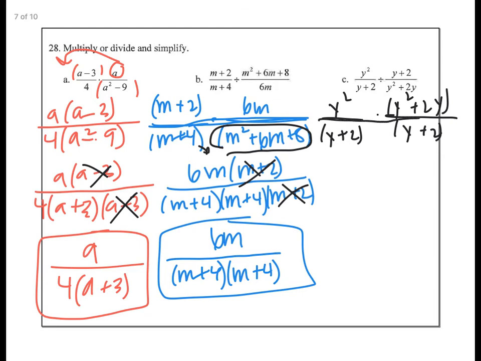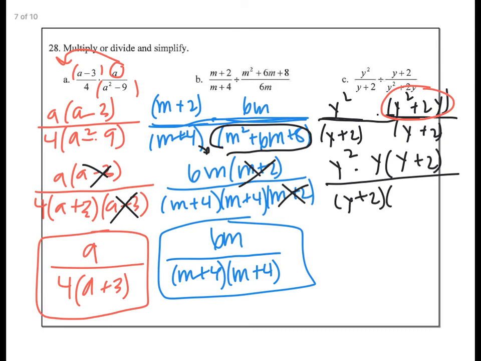So I'm going to factor now. So I have y squared. I can take a y out of this binomial, so I'm taking out a GCF. So times y, that would be y plus 2, all over y plus 2 times y plus 2.